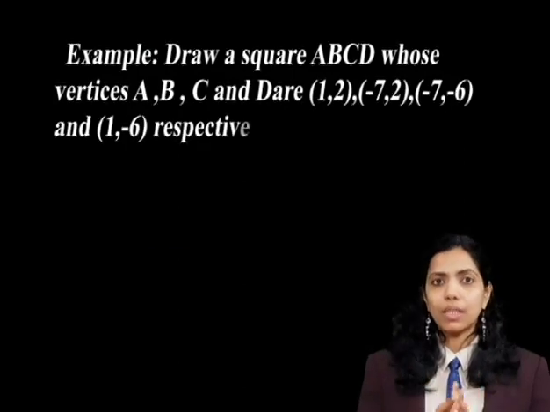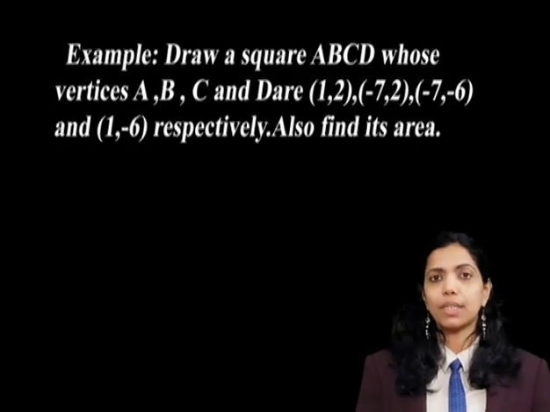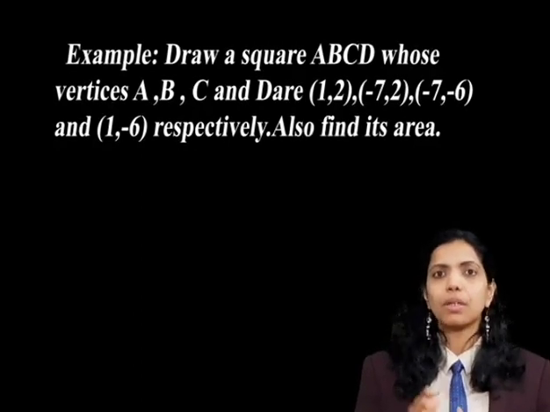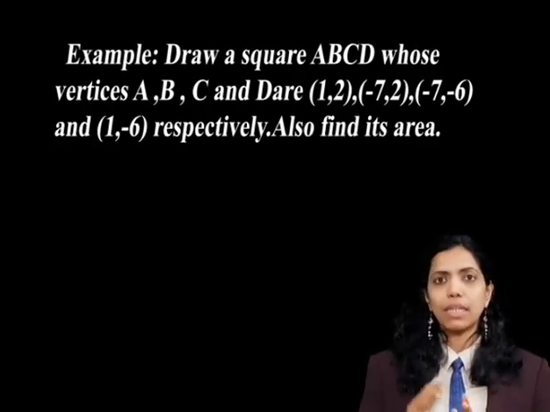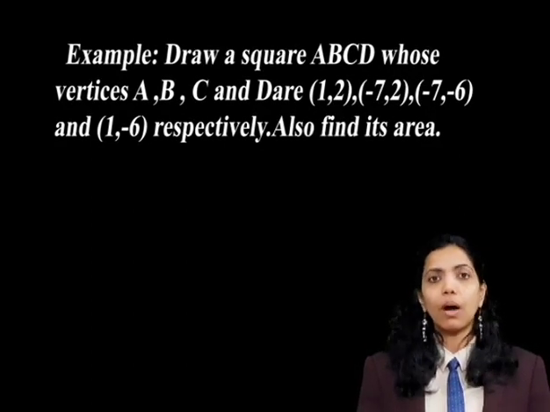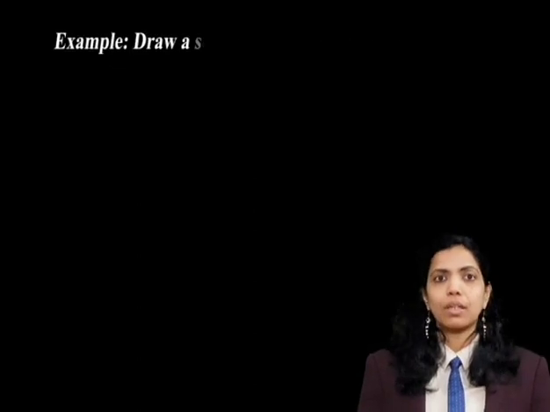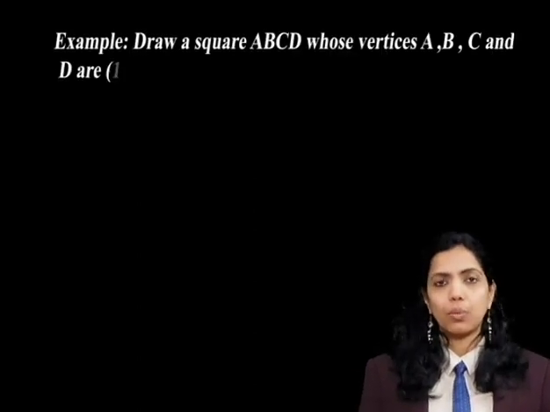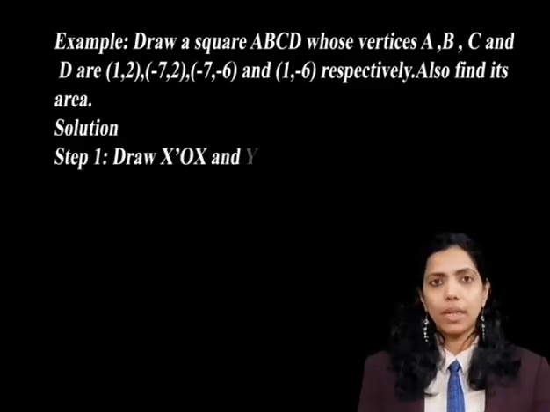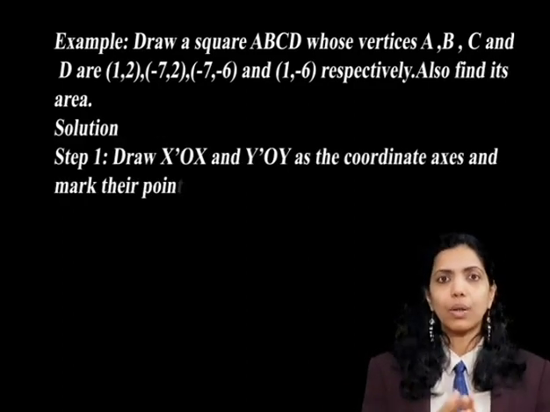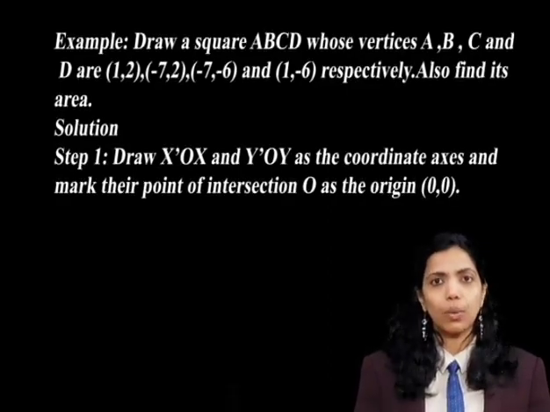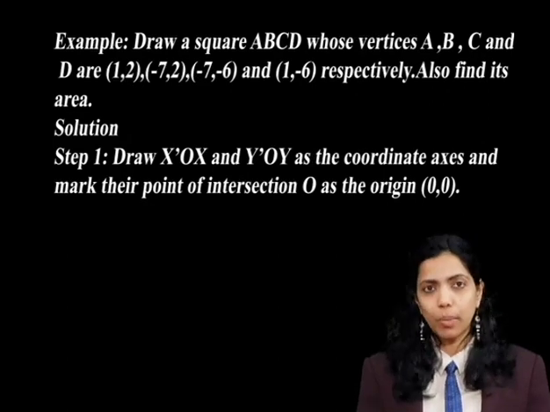Example 1. Draw a square ABCD whose vertices A, B, C and D are (1, 2), (-7, 2), (-7, -6) and (1, -6) respectively. Also find its area. Here we have the solution. What is the very first step? Of course, we have to draw the X'OX and Y'OY as the coordinate axes and mark their intersection point O as the origin (0, 0).